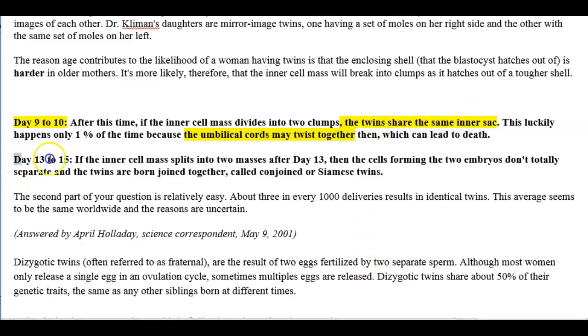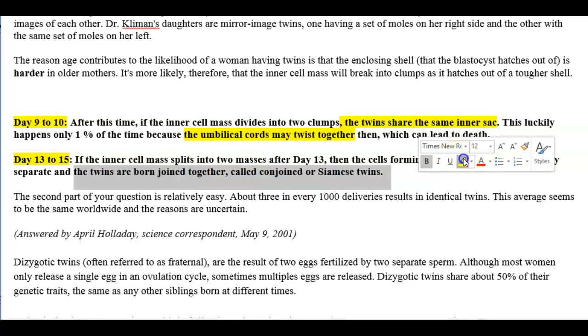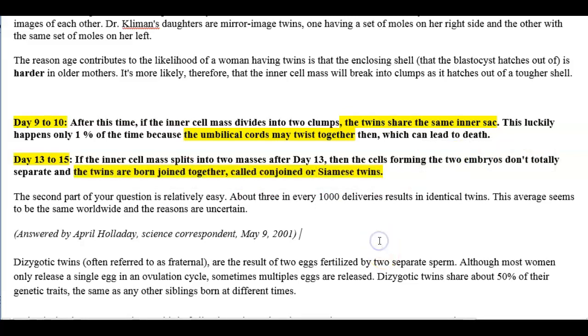Day 13 to 15, the cells forming the two embryos don't totally separate, and this is how we get twins born joined together. About 3 in every 1,000 deliveries are identical twins.